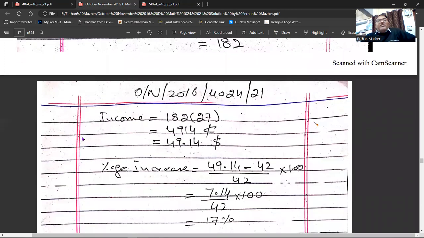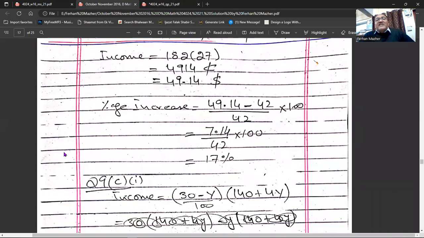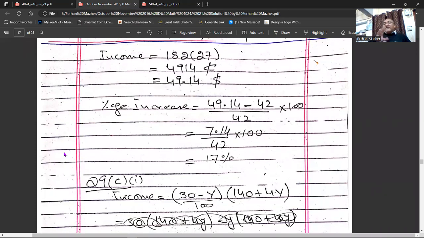So the new income will be 182 multiplied by 27. That will be 4914 cents. In dollars, it will be $49.14. So the percentage increase will be the increase divided by the previous income, multiplied by 100.